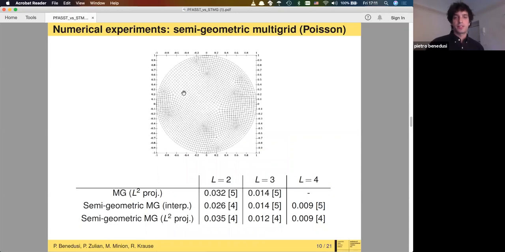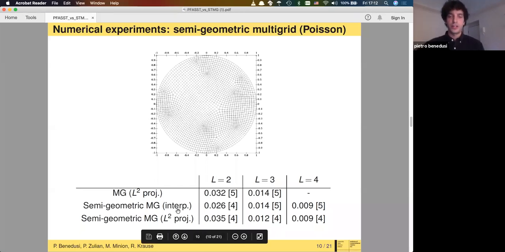Now I present some experiments we did just to validate our semi-geometric approach. In this kind of mesh, if I compare the convergence of the standard geometric multigrid and the semi-geometric approach with different kinds of interpolation, I see that they are behaving pretty similarly, so kind of the same. So in this respect, the semi-geometric approach is pretty good.